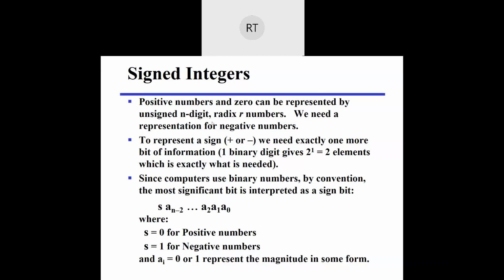Signed integers: positive numbers and 0 can be represented by unsigned n-digit numbers. We need a representation now for negative numbers. So when you are writing a number in 2's complement, you keep going until you reach the first one, then you complement the rest. So this is going to be a signed 2's complement representation for any number.